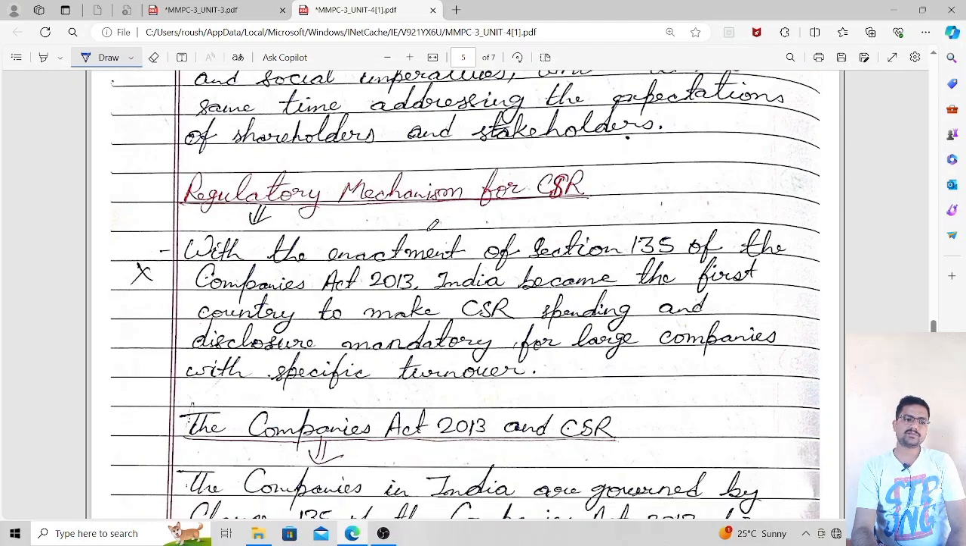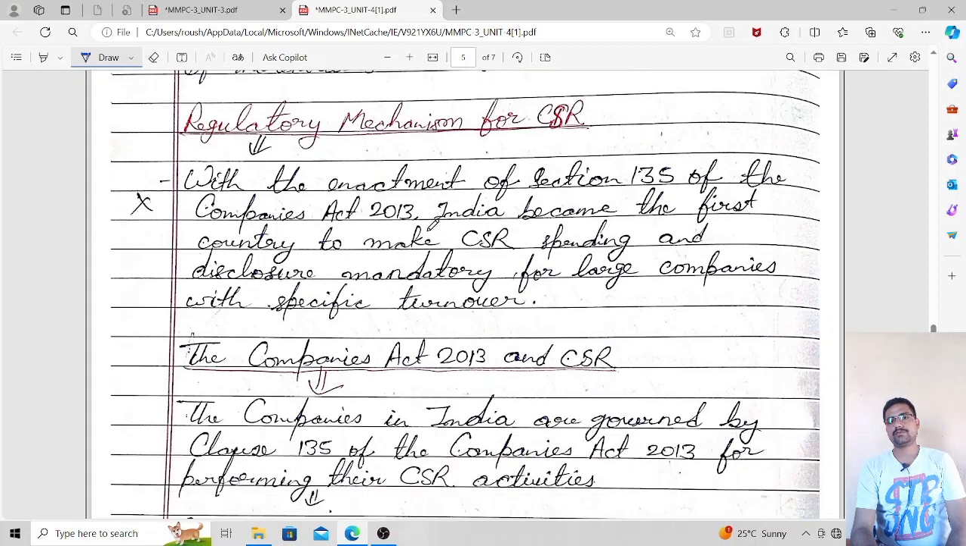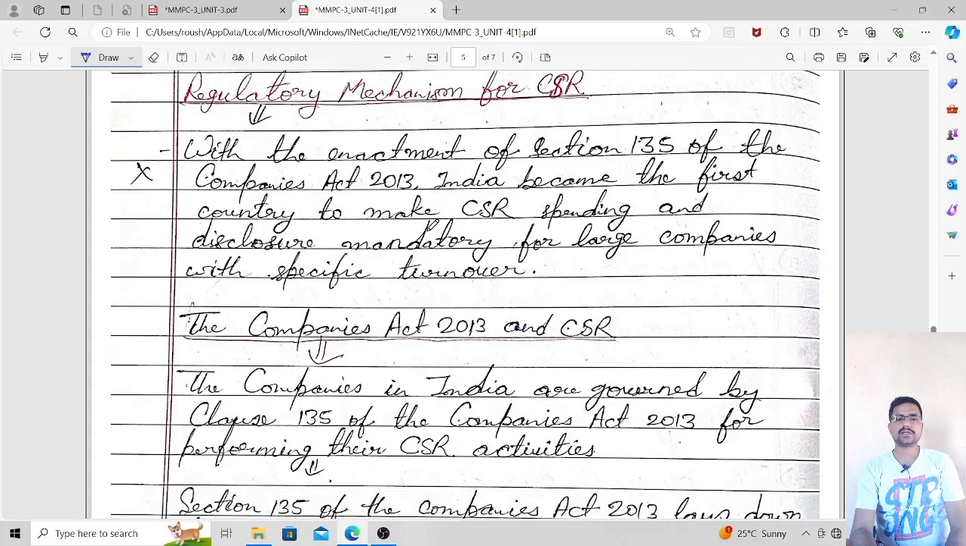So, the regulatory mechanism for corporate social responsibility is given by the Companies Act. By different acts or laws, corporate social responsibility can be regulated. With the enactment of Section 135 of the Companies Act 2013, India became the first country to make corporate social responsibility spending and disclosure mandatory for large companies with a specific turnover.